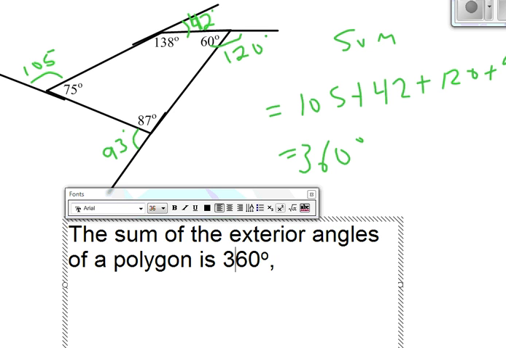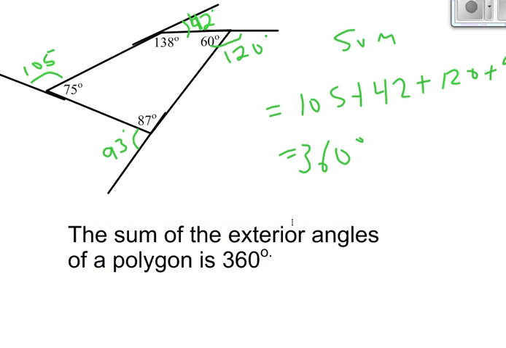So there isn't a relationship that you have to solve for like there was for the interior angles. For the exterior angles, there's no math to do. The sum of the angles is always 360 if you're looking at the exterior angles.